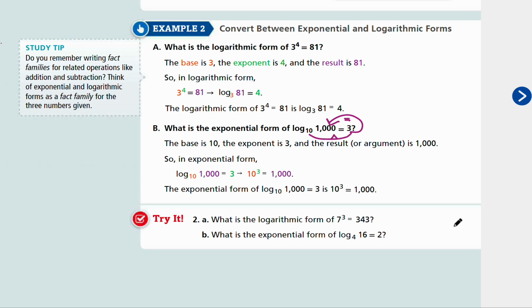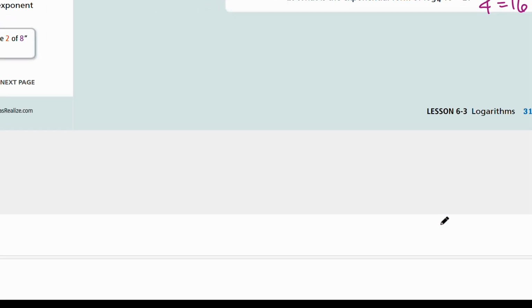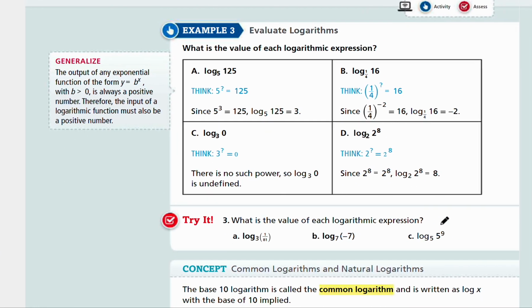Okay, are you ready? Let's look at part A. The log form would be log base 7 of 343 is equal to the exponent 3. And part B, what's the exponential form of this? Base 4 to the power of 2 is equal to 16, which is true. Okay, so check your answers. If you got it right, good job. Let's move on to example 3.